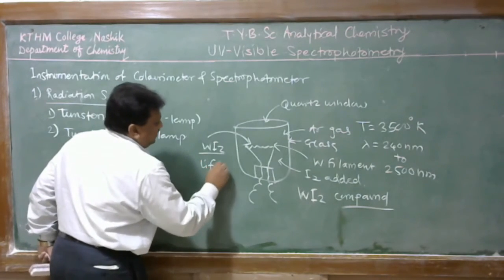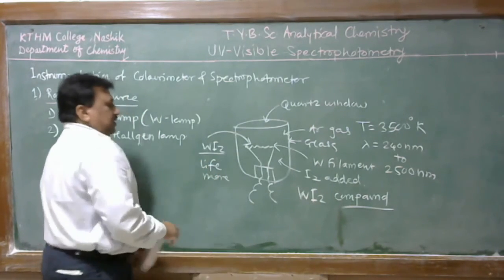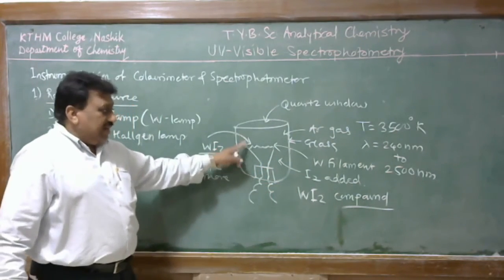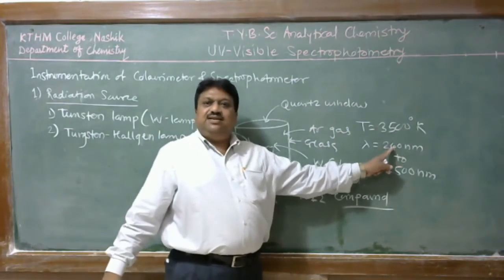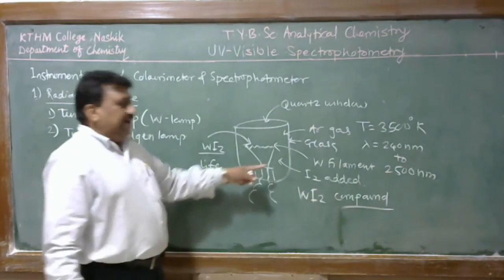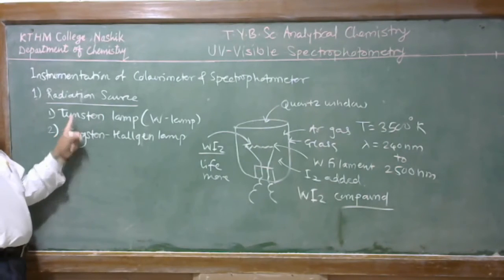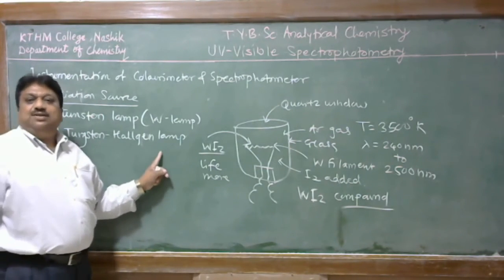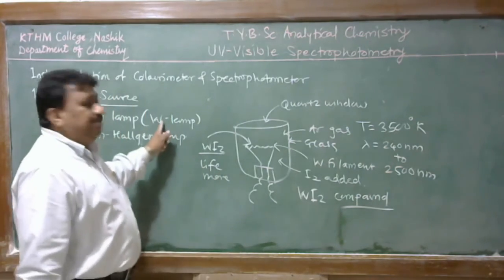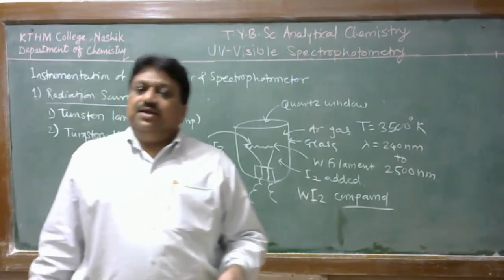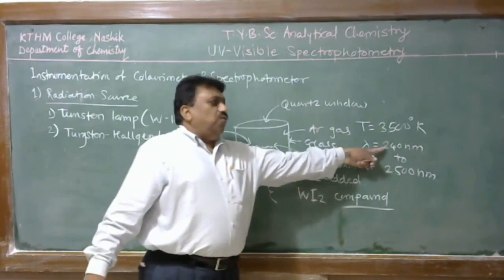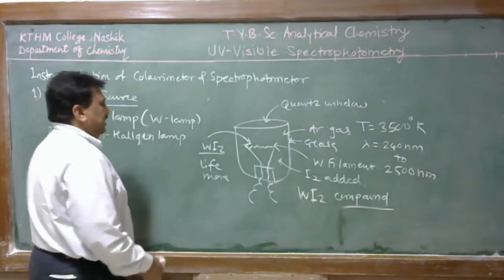Therefore, the life of the tungsten filament is increased because of the addition of iodine, and another advantage is that we can also extend the wavelength from 250 to 2500 nanometer. Tungsten lamp and tungsten halogen lamp are generally used in spectroscopic instruments. Generally in a colorimeter a tungsten lamp is used, but in a spectrophotometer a tungsten halogen lamp is employed because that gives wavelengths of 240 nanometer to 2500 nanometer.